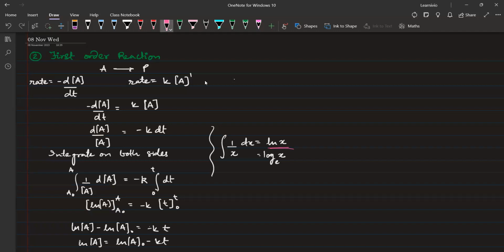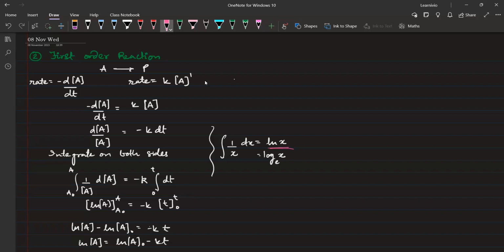The rate of this reaction can be given as minus dA, that is change in the concentration of reactant divided by the change in time. And rate law will tell me R is equal to K into the concentration of A to the power 1 because it is a first order reaction. Then when I equate both of these rates, I will get minus dA upon dt is equal to K into the concentration of A to the power 1.